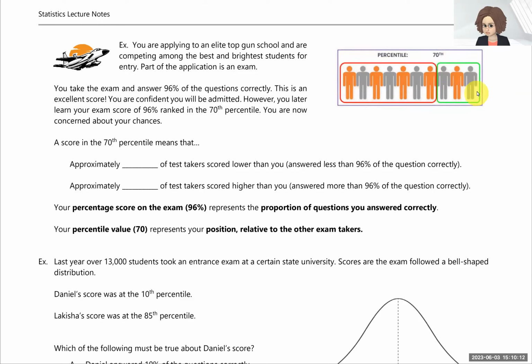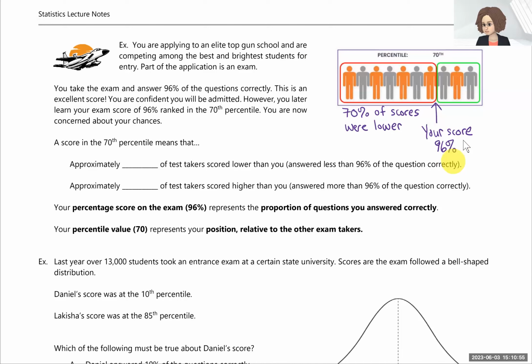So I've got 10 people here, and you scored in the 70th percentile. So what that means, and so I'm going to put you here, that's your score. So your score was 96%. But being in the 70th percentile means that about 70% of students would have scored lower. So 7 people here out of 10, 70%. So 70% of scores were lower than yours.